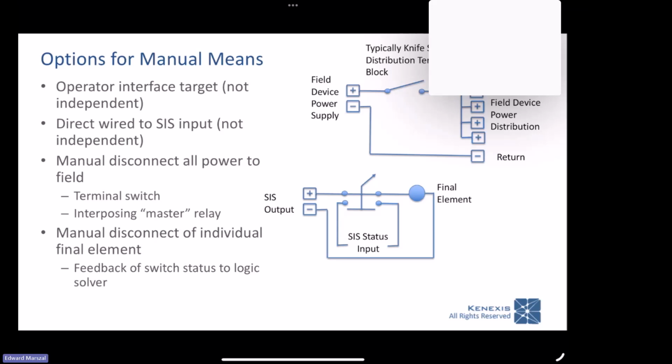Well, one of the mechanisms is just to have a target on the DCS. So I'm going to press a button on the DCS, and that's going to cause my valve to go to the closed state. That's probably the least reliable of the mechanisms. It's the most common for sure. It's definitely not independent of the SIS logic solver. But if you just want the operator to be able to trigger something preemptively, it's probably not a bad choice.